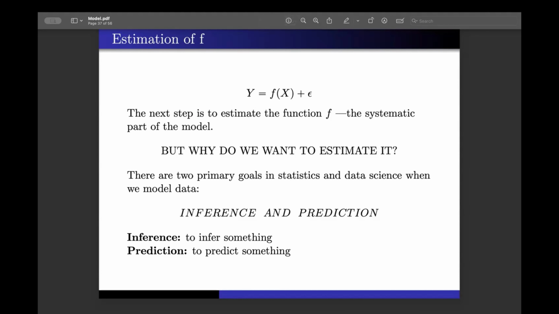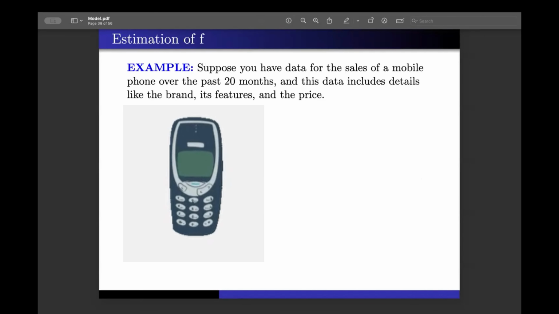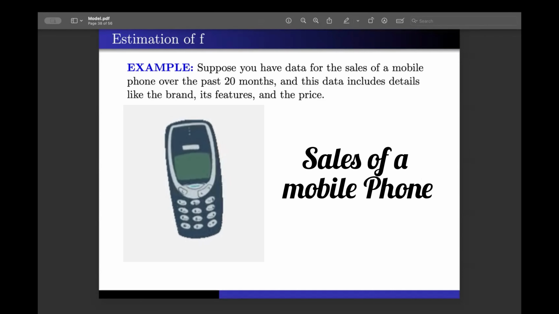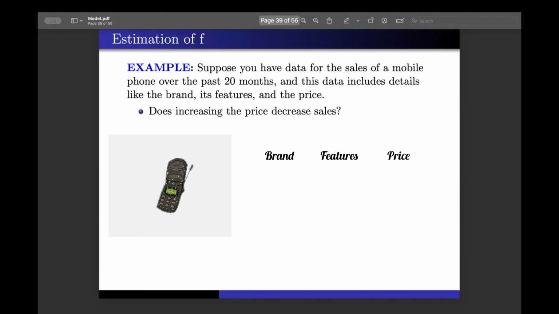Let's try to understand both inference and prediction with an example. Suppose you have data for the sales of a mobile phone over the past 20 months. And this data includes details like the brand of the mobile phone, its features, and the price. Now, let me ask you all a few questions.